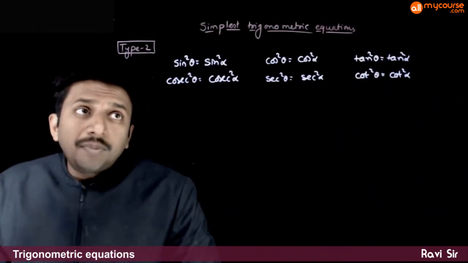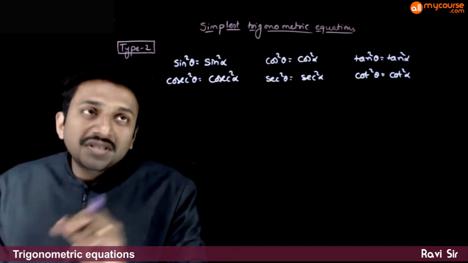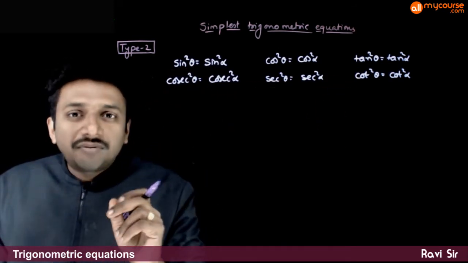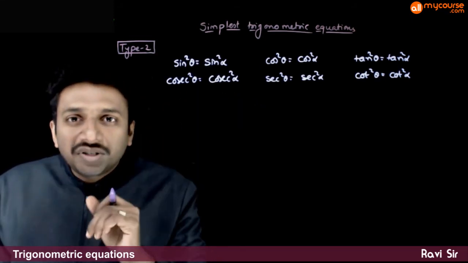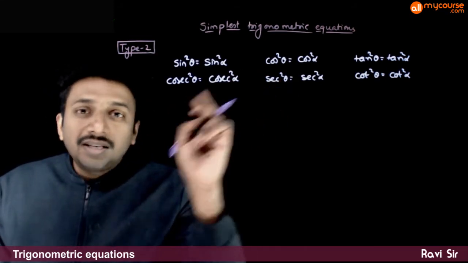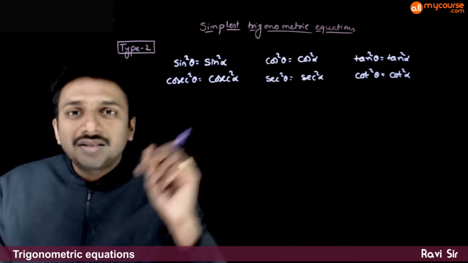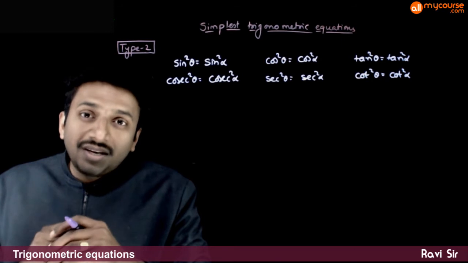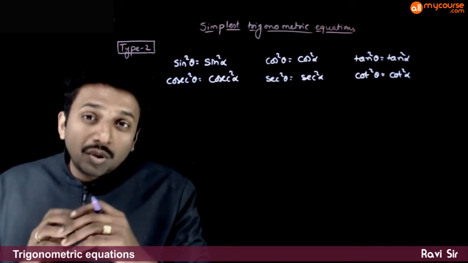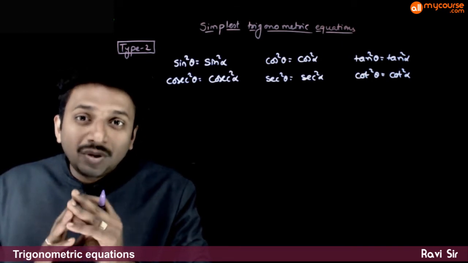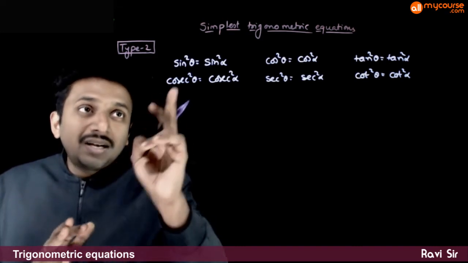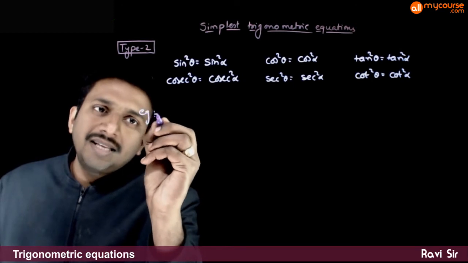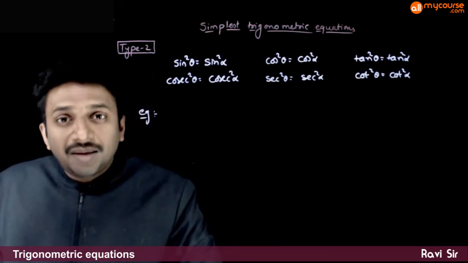So the second type of simplest trigonometric equations are equations of this type. Sin square theta is equal to sin square alpha. Cosecant square theta is equal to cosecant square alpha. Cos square theta is equal to cos square alpha. Secant square theta is equal to secant square alpha. Tan square theta is equal to tan square alpha. Cot square theta is equal to cot square alpha. So what the difference between type 1 and type 2 is, type 1 does not have squares, type 2 has squares. So now let us take an example and see how the equations of this type can be solved.